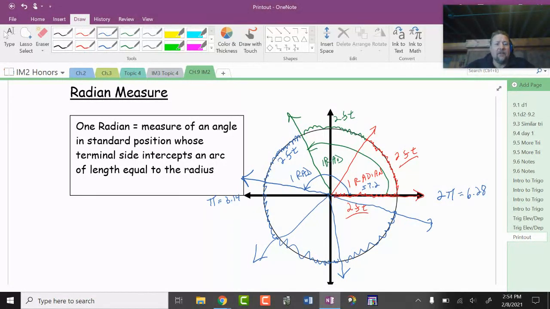Okay, so really that's what it is. I remember when I first started teaching, I threw radians out there. I didn't quite understand them. Where's it coming from? And I didn't quite grasp it. Obviously now I do.